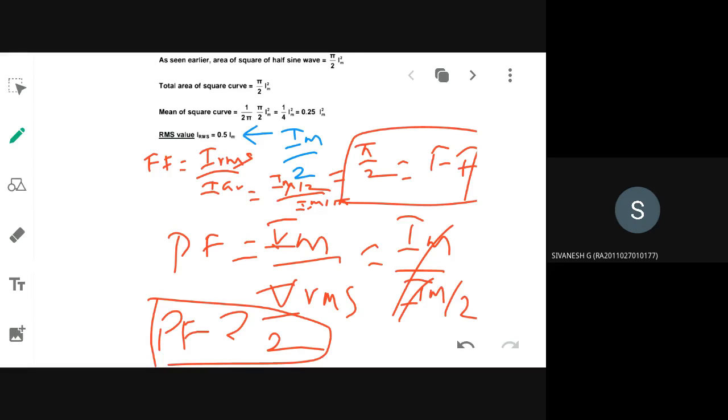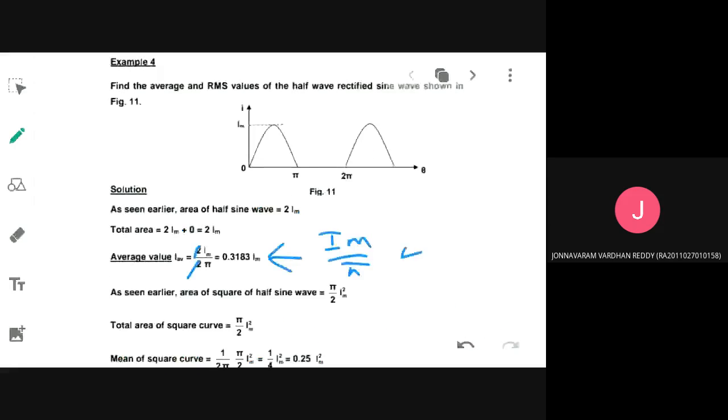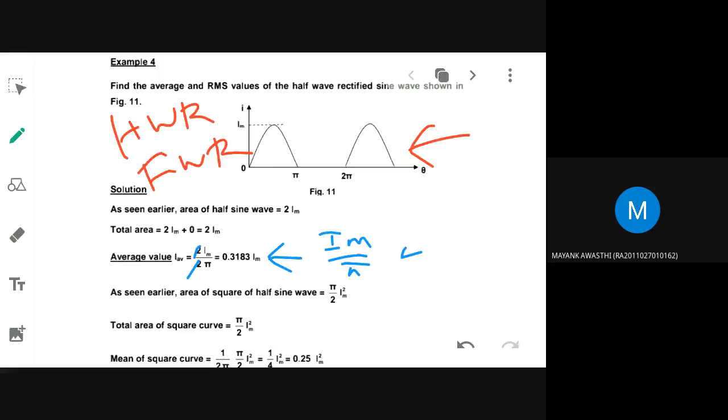Suppose you are given a waveform, what is its nature? Positive. This is what waveform? Is this a half wave rectified waveform or a full wave rectified waveform? You know what a rectifier is. So what is a rectifier? Ma'am, half wave rectifier. What is a rectifier? You tell me first. This is a half wave rectified waveform.